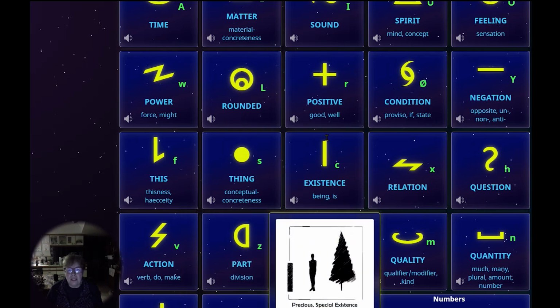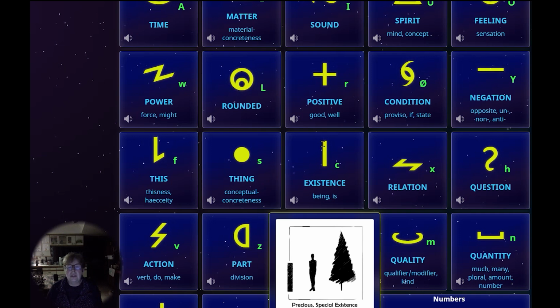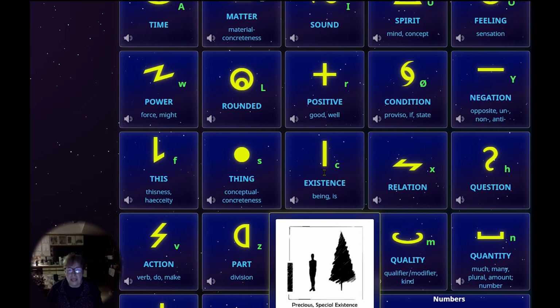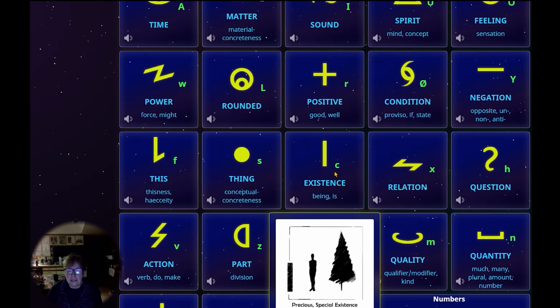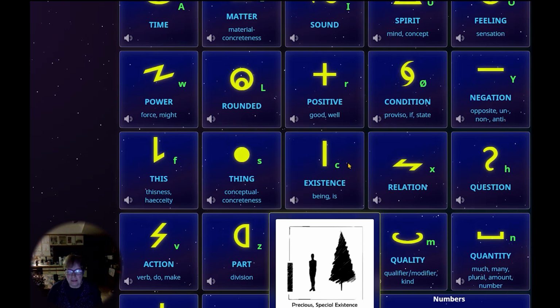Then we have existence. The symbol for existence is a vertical line which is standing out. When we are standing upright, we stand out. Exist means to stand out, and it also means being. It is also the symbol for being. So we pronounce it sh, precious, special existence. My father also always said, the hush of existence. Shh.